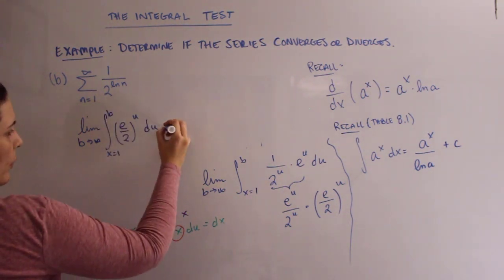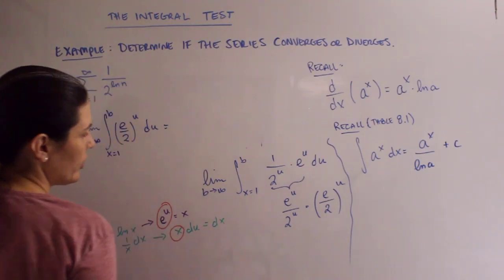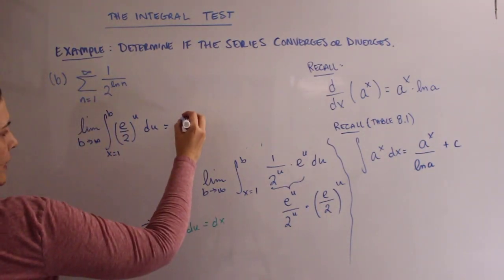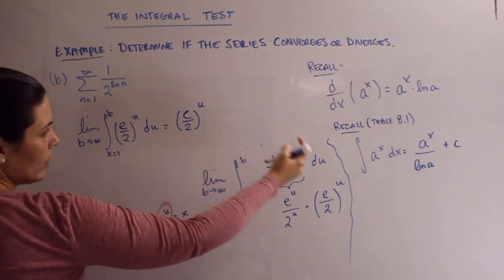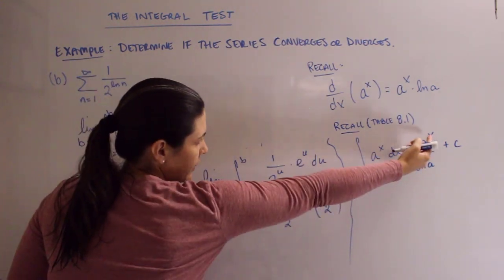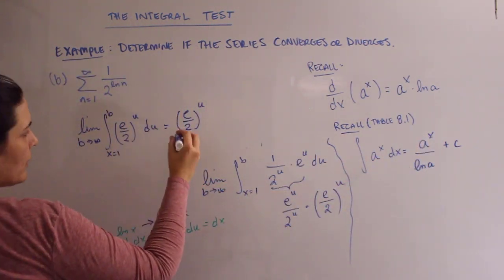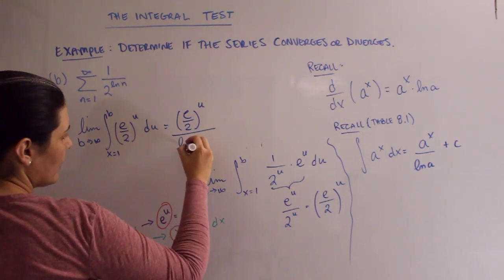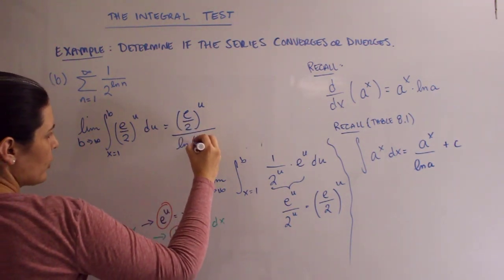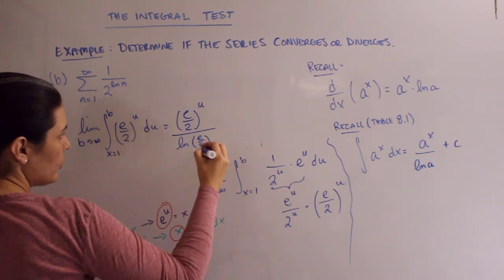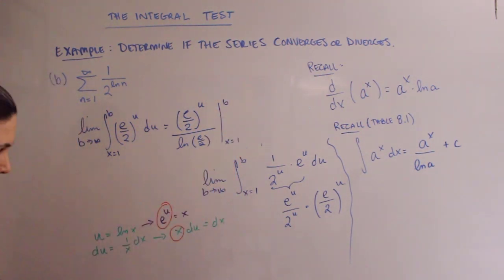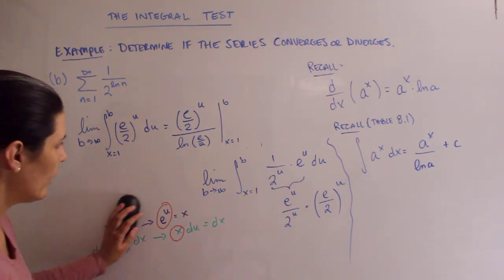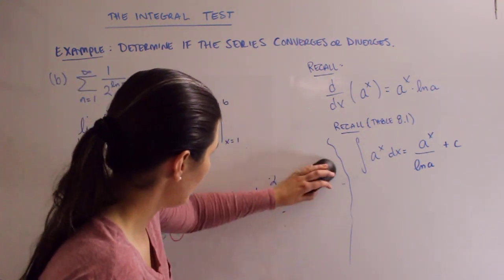Okay, so based on our fact here for integration, we know that this is the same base, e over 2, to the same exponent that it used to have. But then we have to divide by natural log of the base. So natural log of e over 2, evaluated from x is 1 to b. Okay, so we integrated. We're done with the integration.